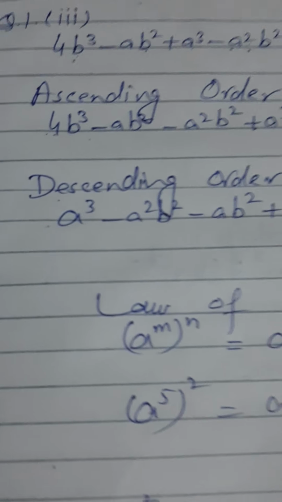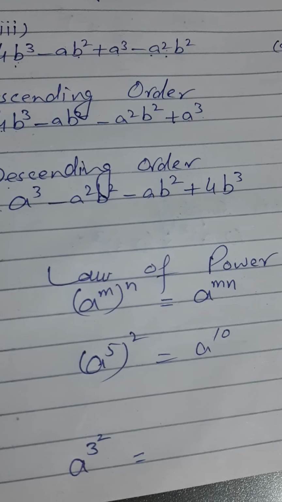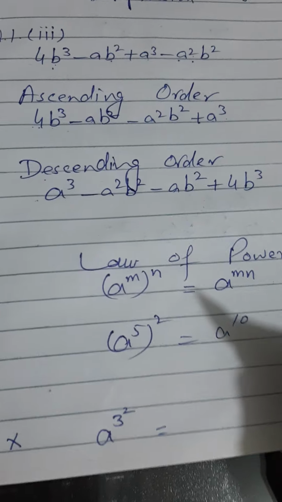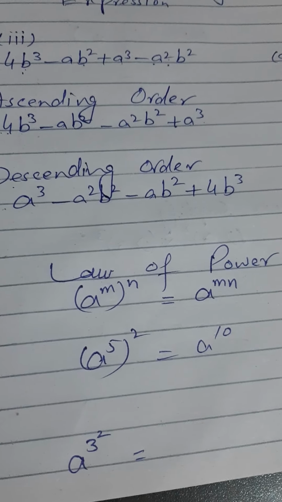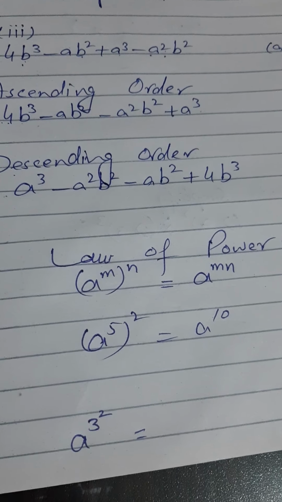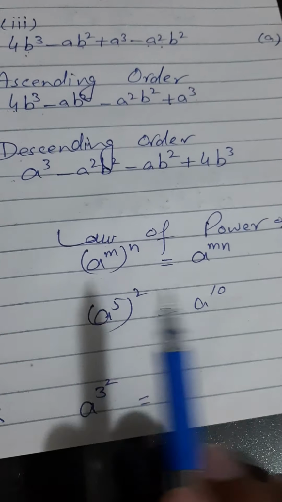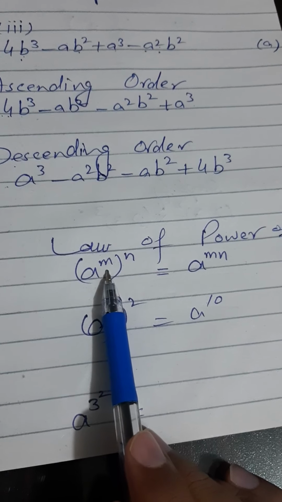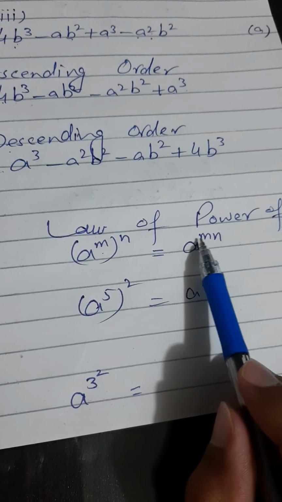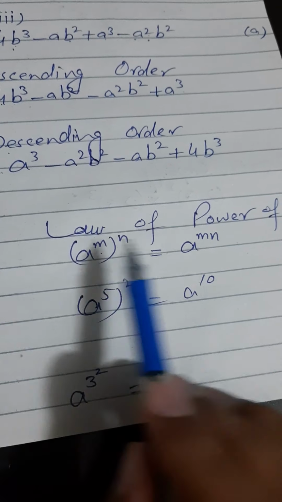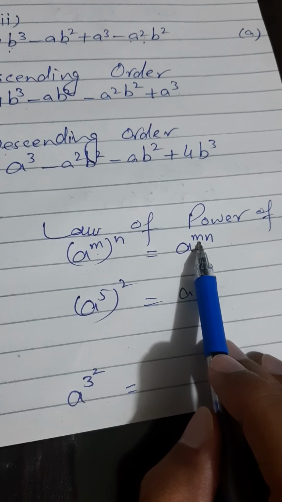There are two laws which we use in simplification. I want to give the basic concept of these two laws. First is the law of power of power, meaning if there are two powers on any number, any expression, any variable, how do we solve this? If a raised to power m has overall again power n, we find the product of their powers, meaning we multiply m and n. So its answer will be a raised to power mn.